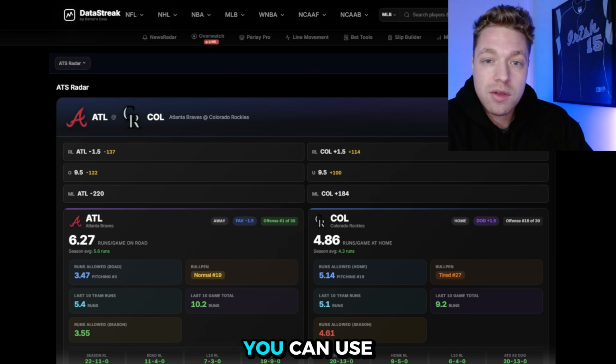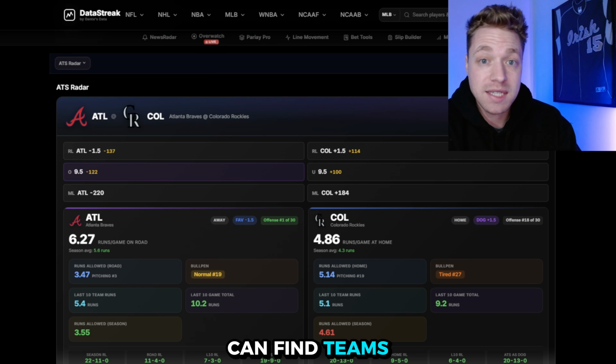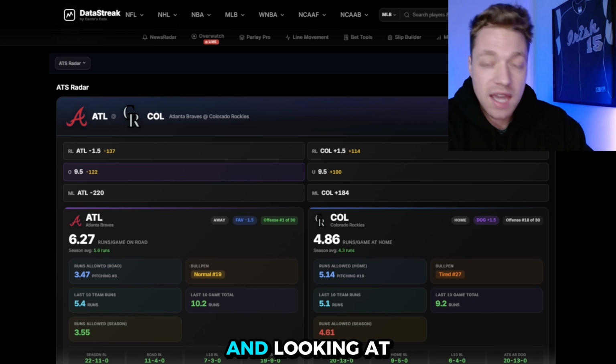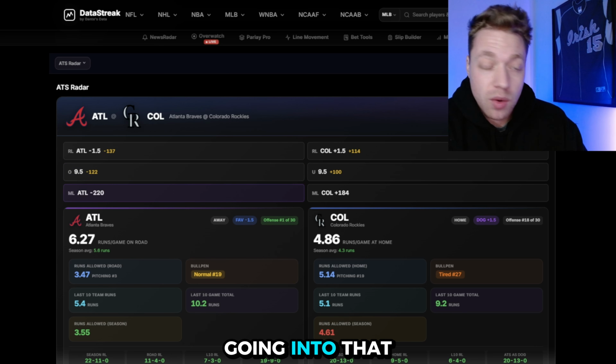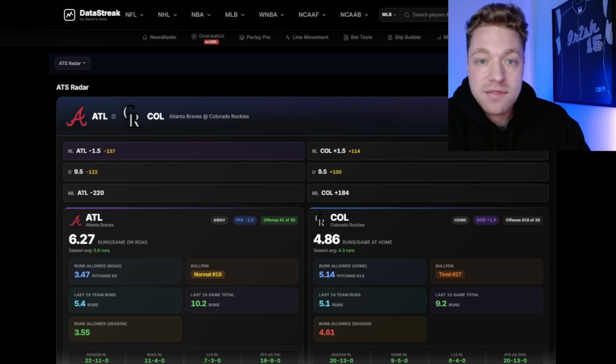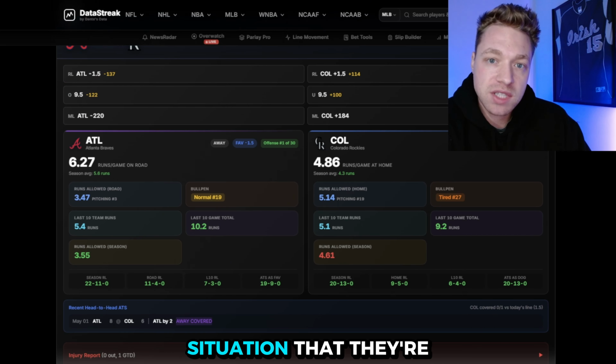So I'm going to show you how you can use this each day, and I'll show you a strategy on how you can find teams in really good spots for that day based on looking at the run line and all the other aspects going into that game. So we'll look at this first game here. We have the Braves at the Rockies, and we want to look at teams in the specific situation that they're in.